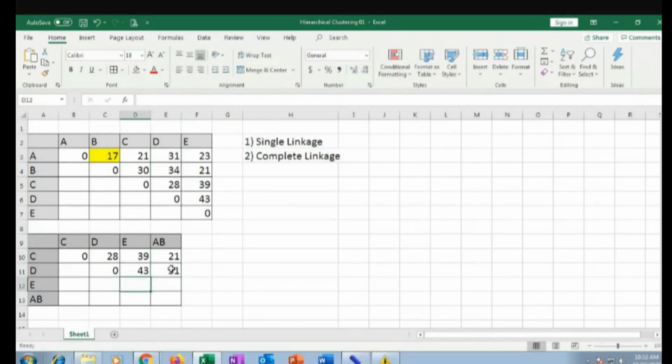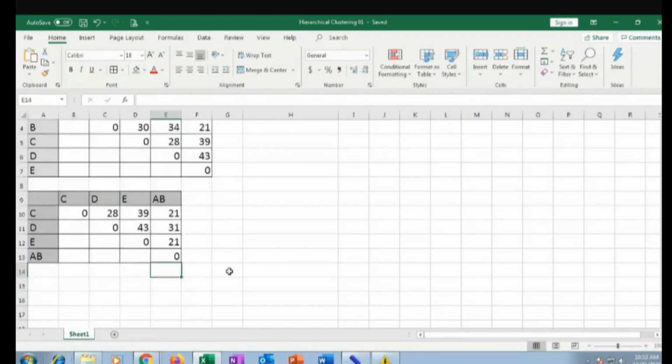Then E to AB. E to A is 23. E to B is 21, and you will write the minimum one, so it will be 21. That's it. Now this is step number 2. Now you will again have to find the minimum distance.